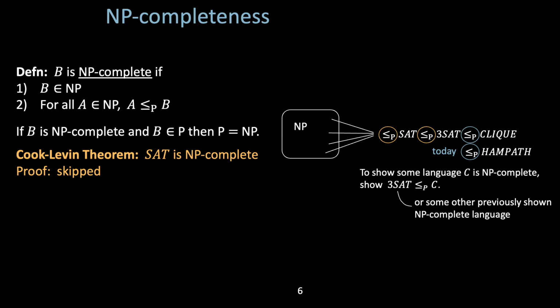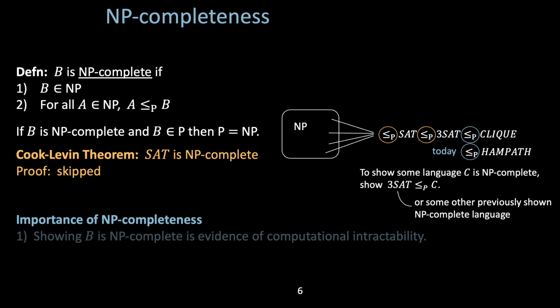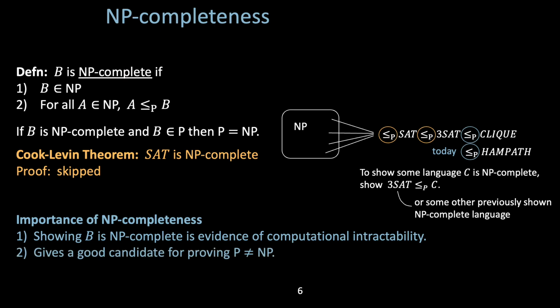And so for part B, when you say for all A in NP, A polytime reduces to B, if I use a language that I already know all NP languages reduce down to, I can use that for my further reductions. The importance of NP completeness is that showing a particular language is NP complete is evidence that it's probably hard, mostly because we believe that P is not equal to NP, even though nobody really knows that's true.